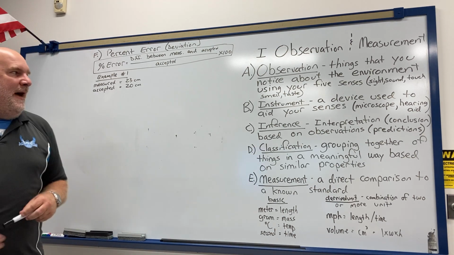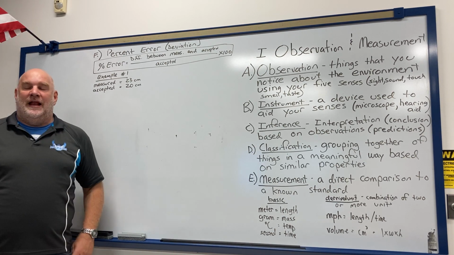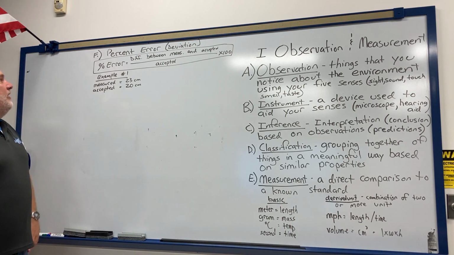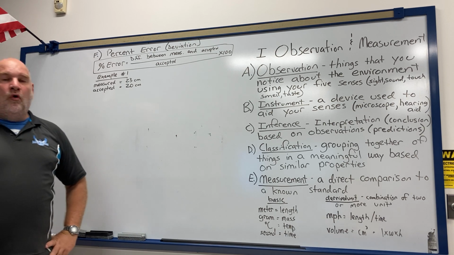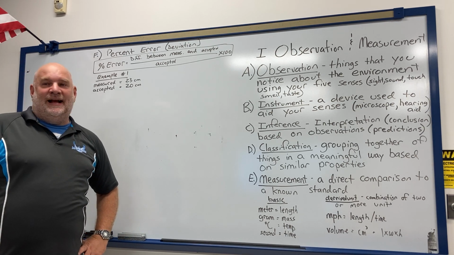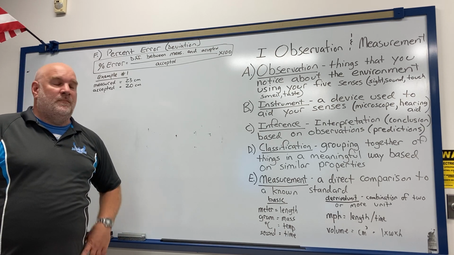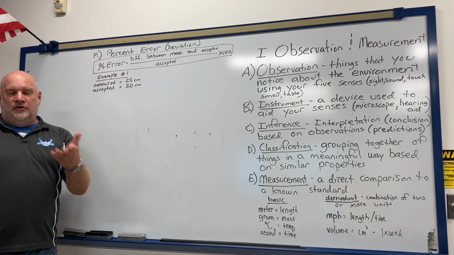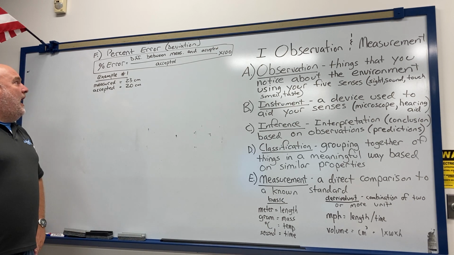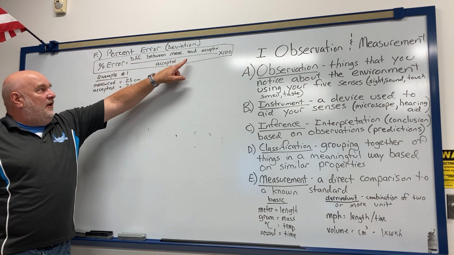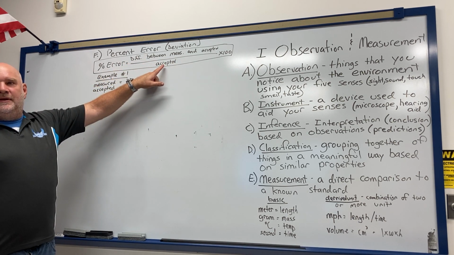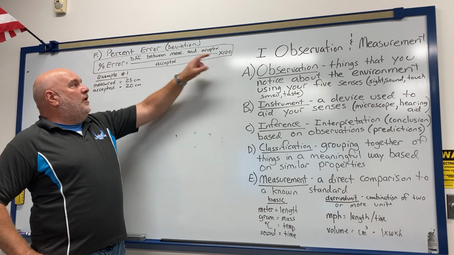So to better describe our measurements and how good our measurements are, we use something called percent error or percent deviation. It's a formula that lets us know exactly how good our observations are. All right. So the formula is in your note sheet there. The formula is the difference between the measured and accepted value over the accepted value times 100.